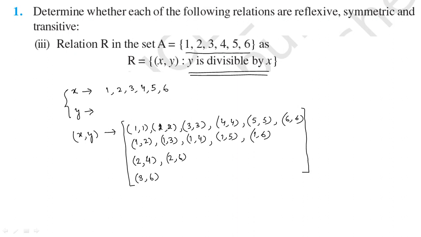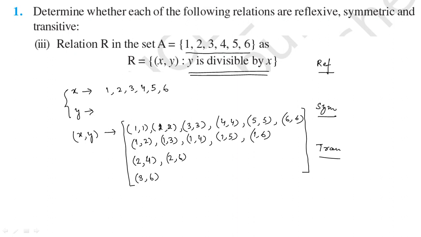Out of these points, we have to check whether the total relation is reflexive, symmetric or transitive. These are the three conditions: reflexive, symmetric and transitive. Let us check these three conditions.